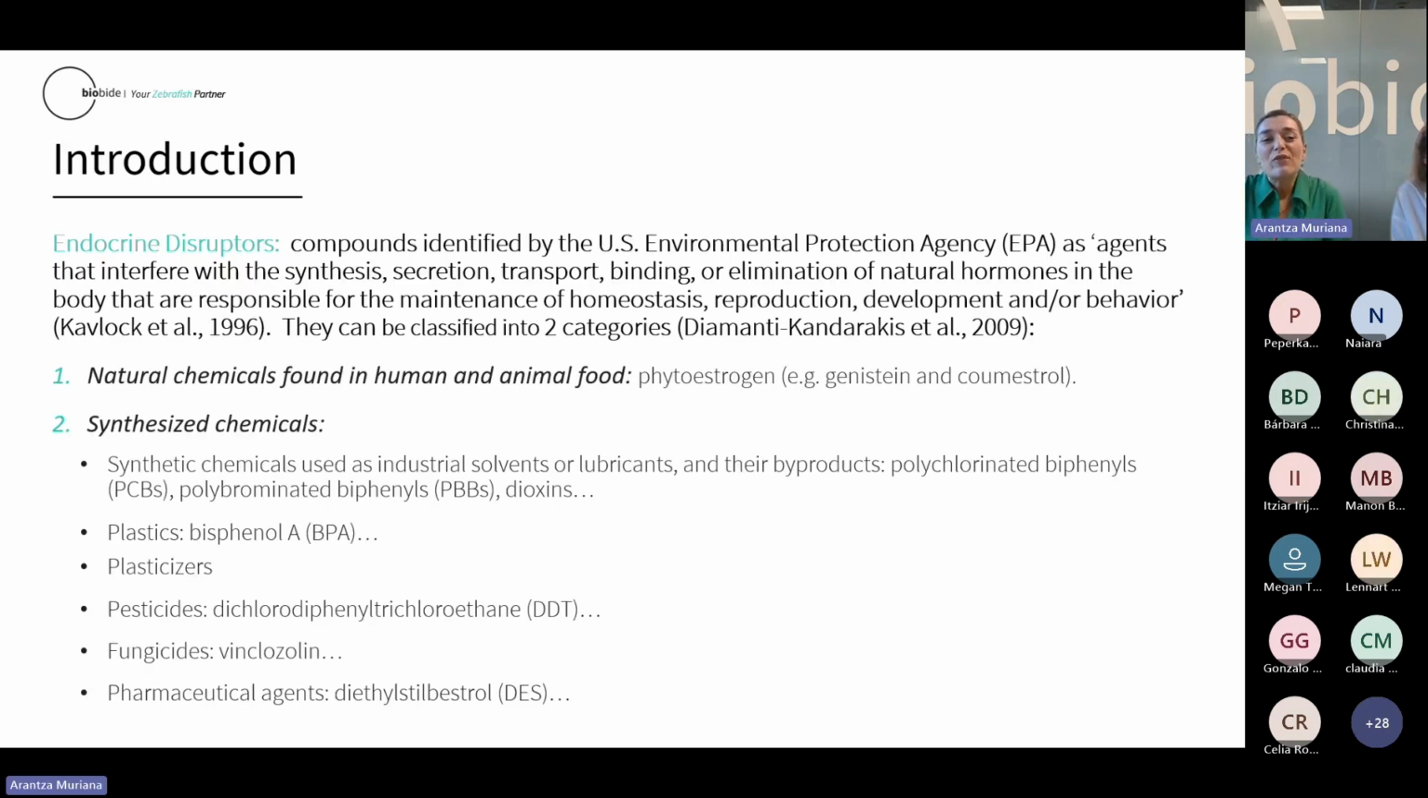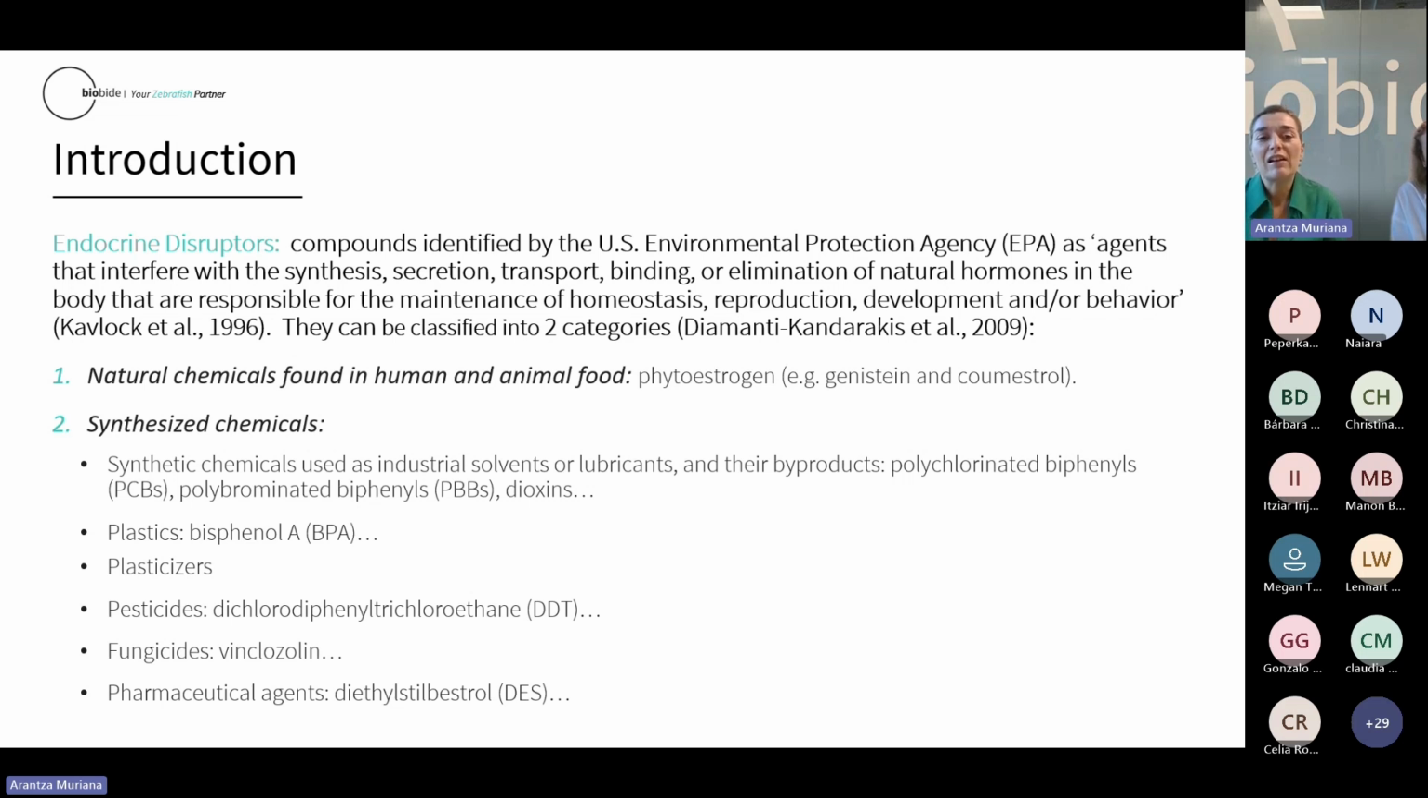So we would like to define endocrine disruptors, and we want to do it based on the US Environmental Protection Agency definition, that says that they are agents that interfere with the synthesis, secretion, transport, binding, or elimination of natural hormones in the body that are responsible for the maintenance of homeostasis, reproduction, development, and or behavior.